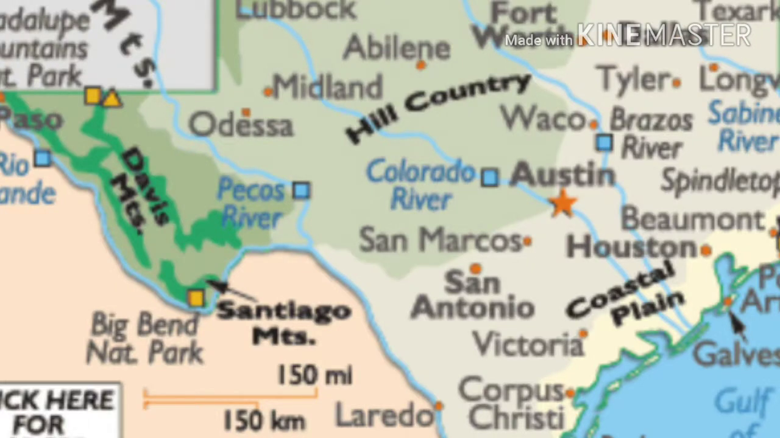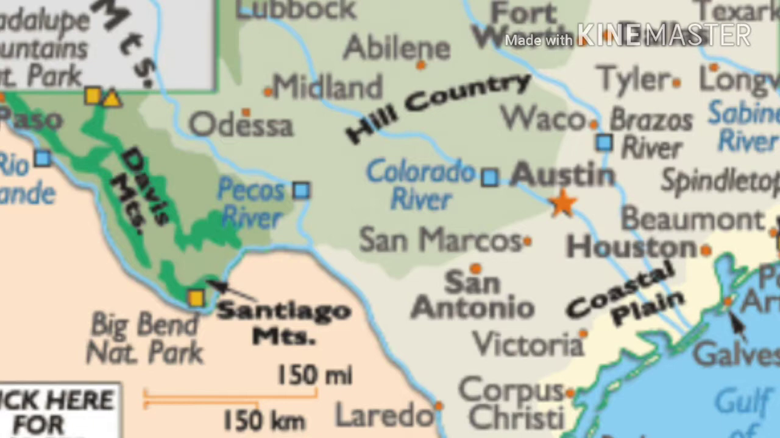Alright, now for the first grade TEK, we're going to be using locate places using the four cardinal directions. Obviously from San Antonio, you can see San Marcos is to the north of it. Houston is to the east of it. And Corpus Christi is to the southeast of it.